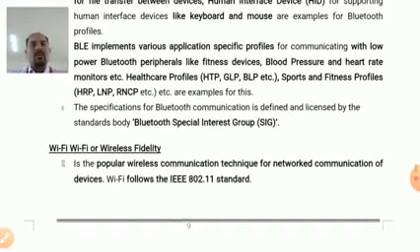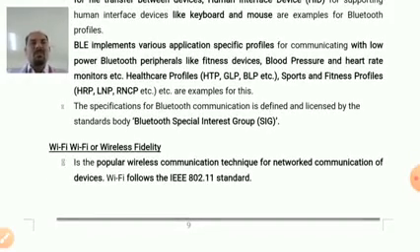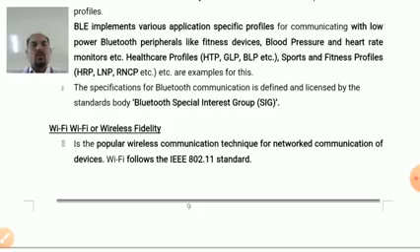Then the specifications for Bluetooth are defined and licensed by the Bluetooth Special Interest Group, SIG. We'll move on now.